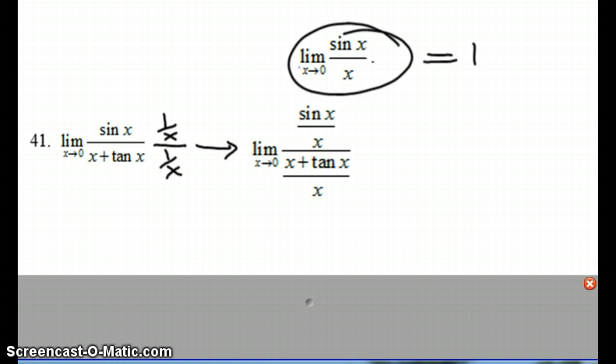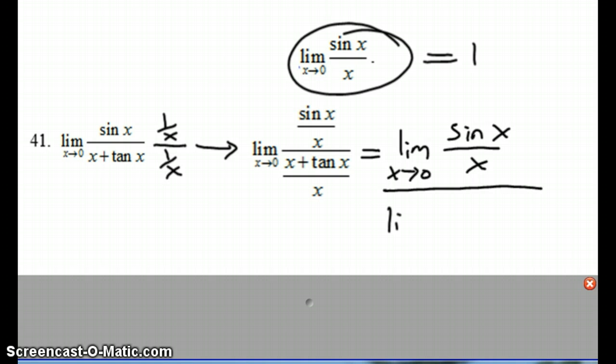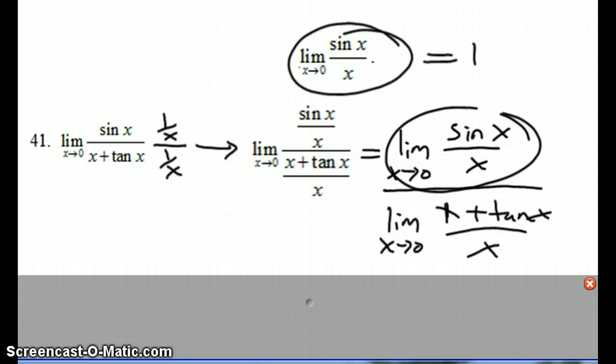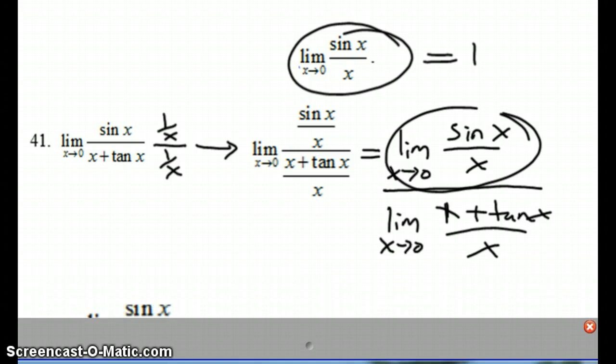And now I have pieces that I know how to take the derivative of, or the limit of. Remember, limits are also distributable over division. It's one of the properties. So I have a limit in the numerator I know, that's just 1, and I can work from there.